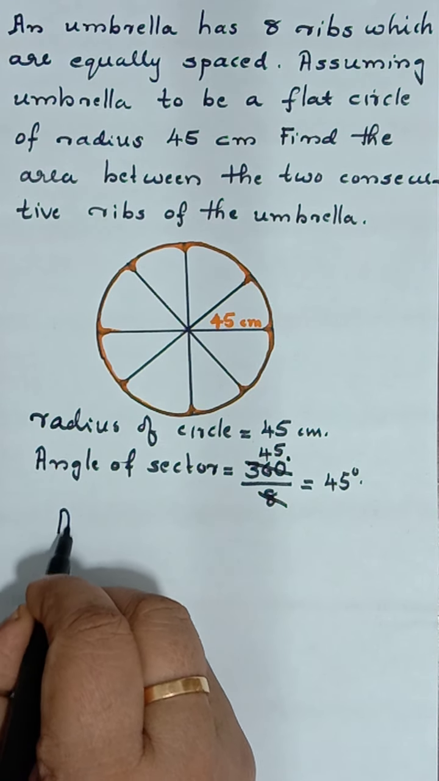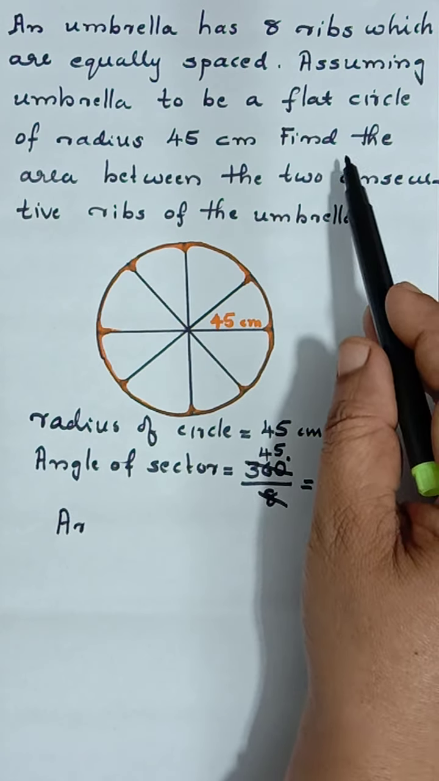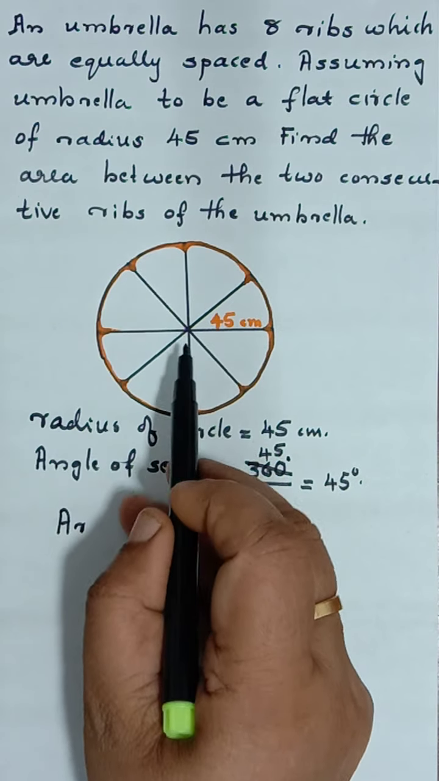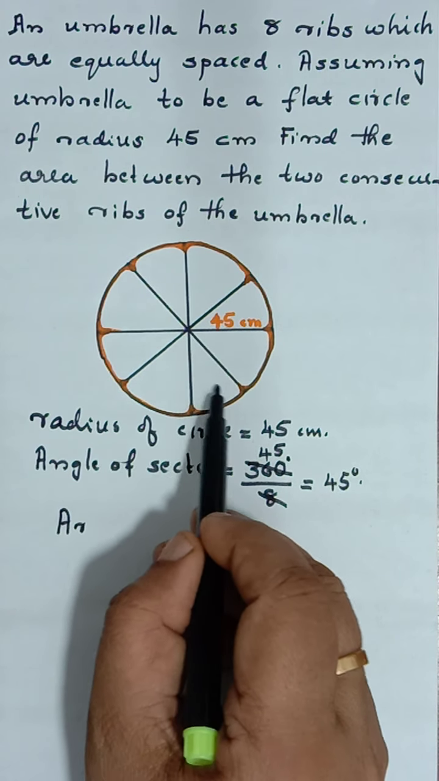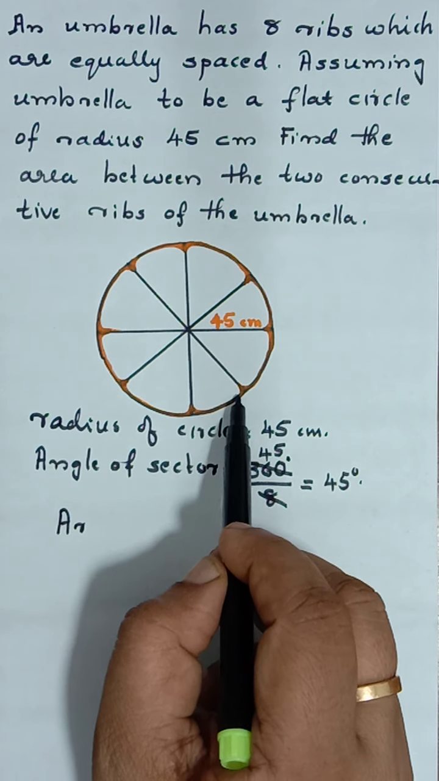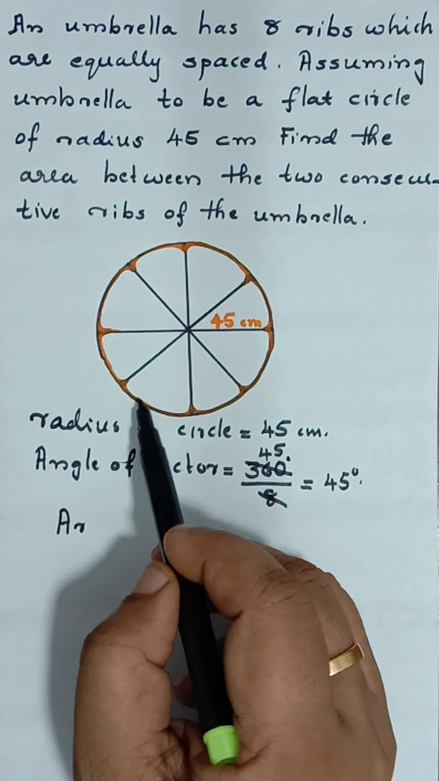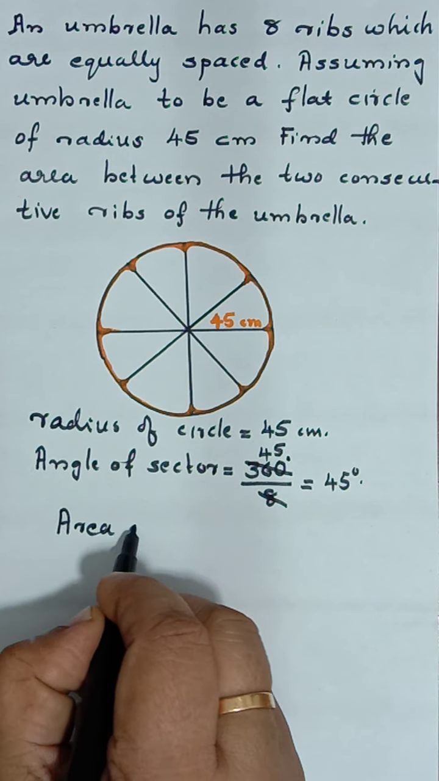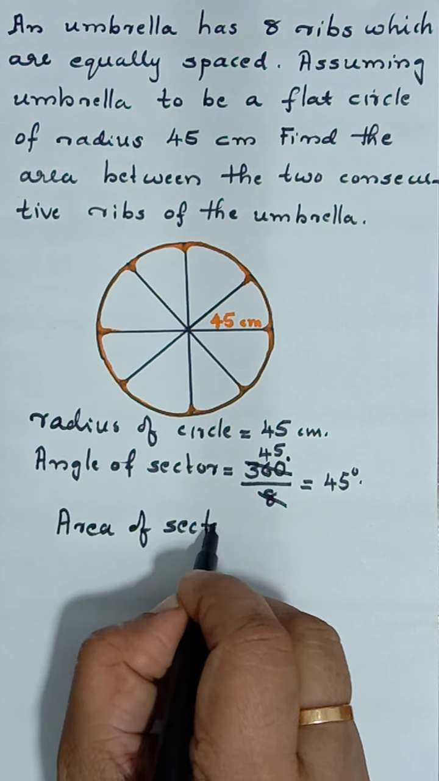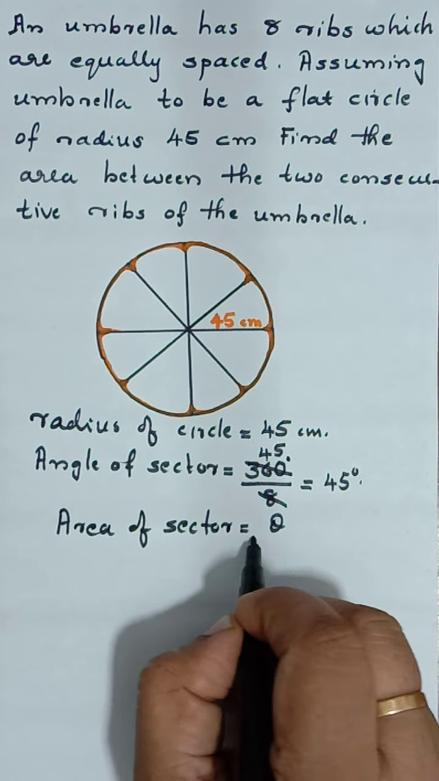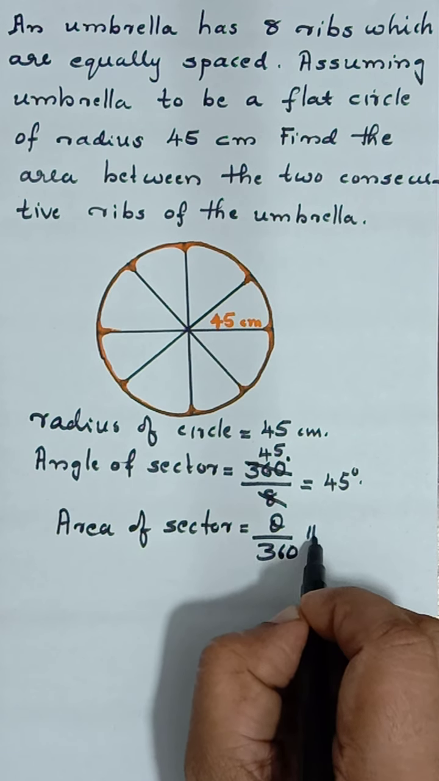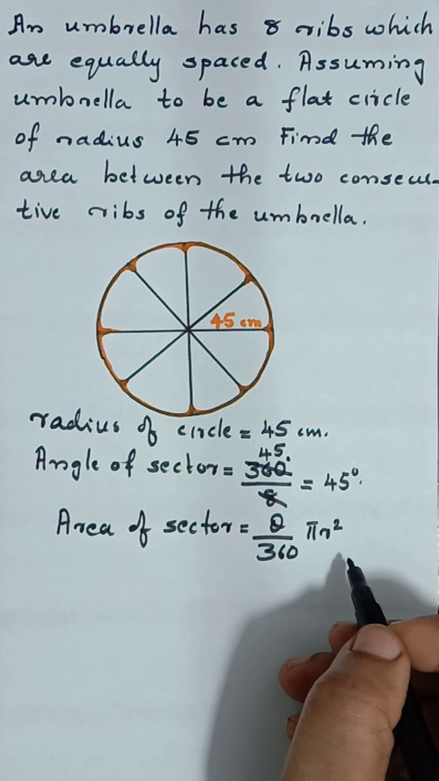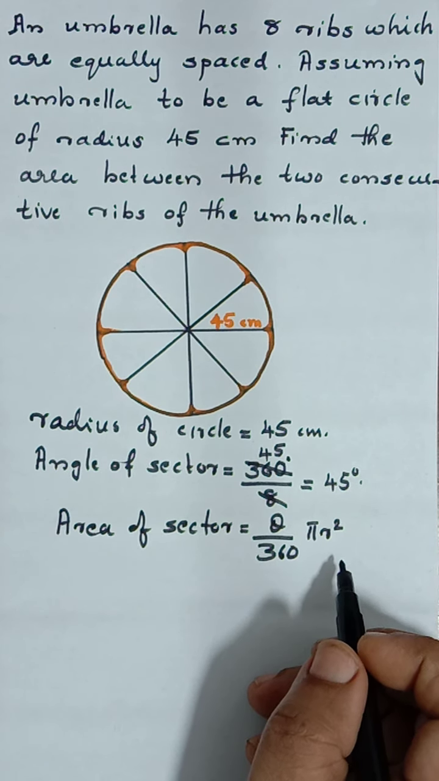Now the area of sector formula. The question is to find the area between two consecutive ribs of the umbrella. If you are taking two ribs, 1, 2, what is the area between them? That means the area of one sector we have to find out. Area of sector equals theta by 360 into pi r square. As pi is not mentioned here, in the beginning they have given pi is equal to 22 by 7.